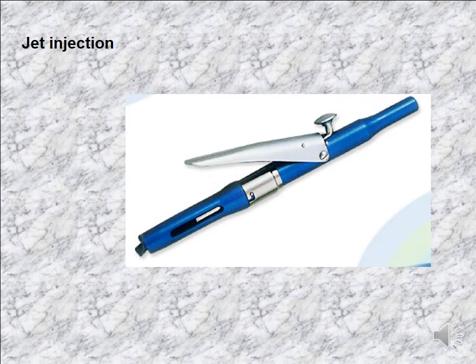Another type of topical or surface anesthesia is the jet injection. This syringe does not need a needle, and we discuss it in the lecture on the instruments used. One of the dental syringes is the jet injection, which pushes a small amount of local anesthesia into a small area of the mucosa, and you can do your incision or simple technique for this patient.